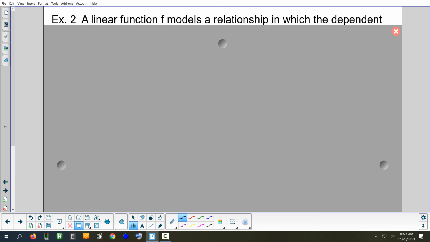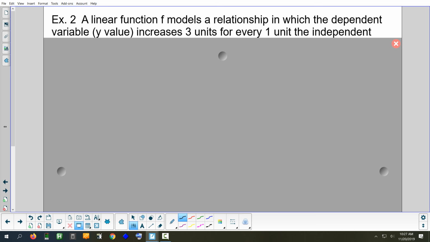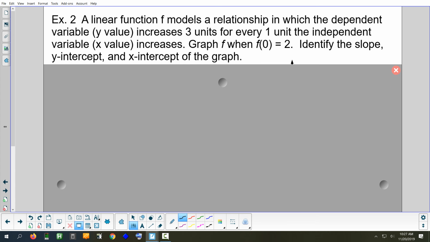What was the problem we were just doing? 1C. Yep, 1C. So, do you guys already have this written on your paper? Yes. Okay, so it says a linear function. All that means is when we draw what we're about to draw, it's a straight line. So we're drawing straight lines, in which the dependent variable, and I even put a reminder if you forgot, dependent is y, goes up 3 for every 1 unit the x value goes up.